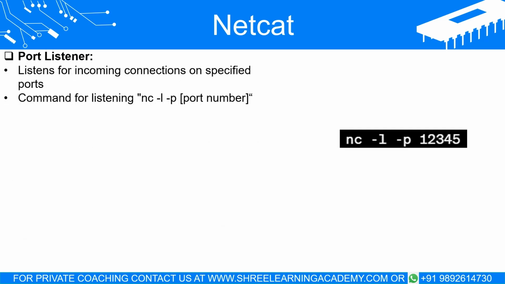Besides scanning ports, Netcat can also act as a port listener, listening on specified ports for incoming connections. And this feature allows for a variety of uses, including setting up simple network services, performing network debugging, or even setting up a backdoor for remote control of a system. The command nc -l -p 12345 makes Netcat listen on the port 12345 for incoming connections.